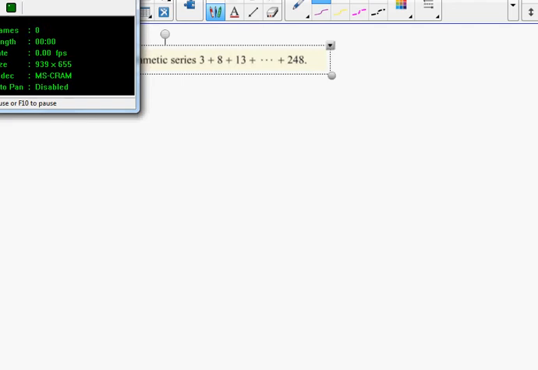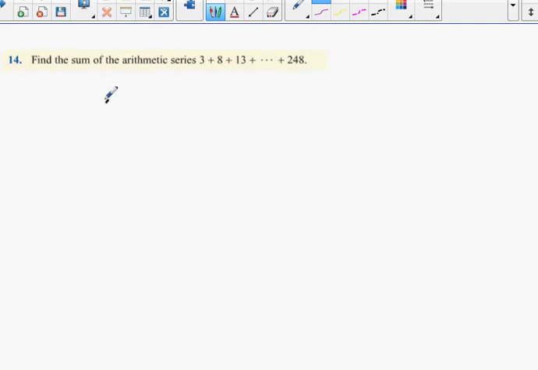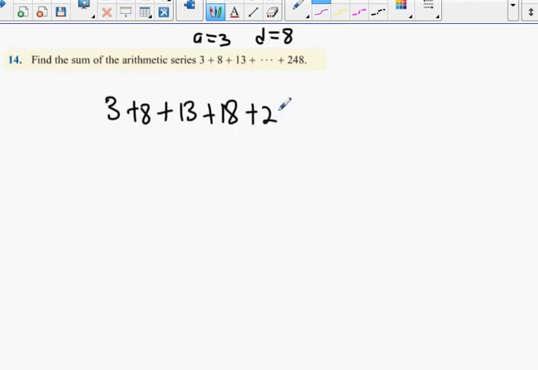Okay guys, so what we have here is find the arithmetic series, find the sum. So I have to find out what happens when I add 3 plus 8. Now straight away I know the A value is 3, I know the D value is 5, because it goes up in 5s, doesn't it? 3, 8, 13, alright? Now it's going to keep going up in 5s all the way until I get all the way up to 248.